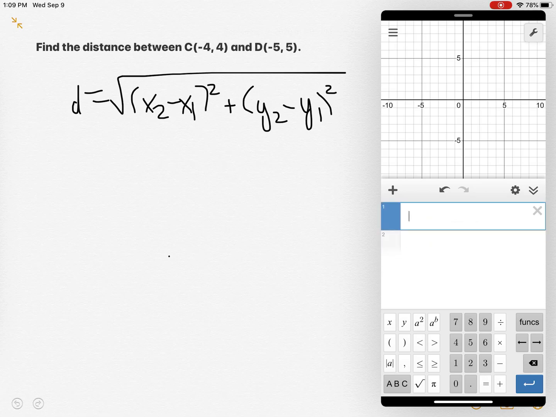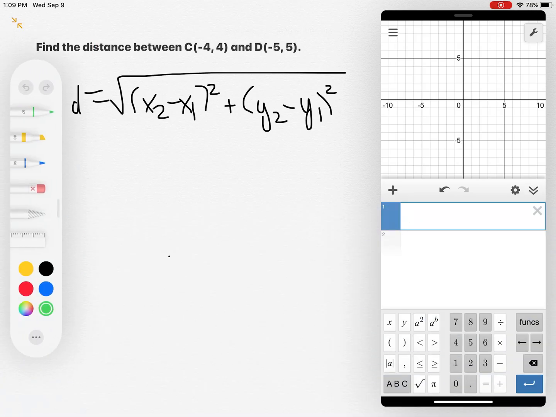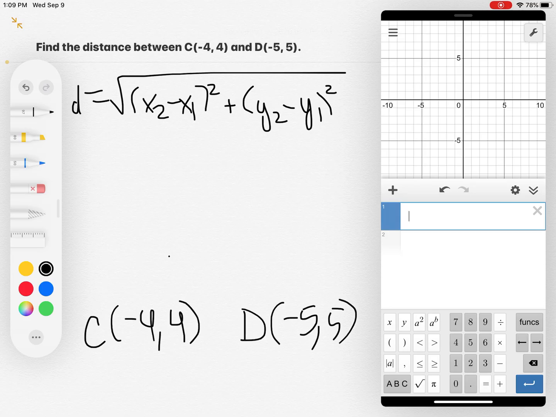So now we are finding the distance between C and D. I'm going to do just like I did before. Oh no, I lost my marker. Hang on. There we go. Okay, I'm going to do just like we did before. I'm going to write my points out, my ordered pairs, and I'm going to label them.